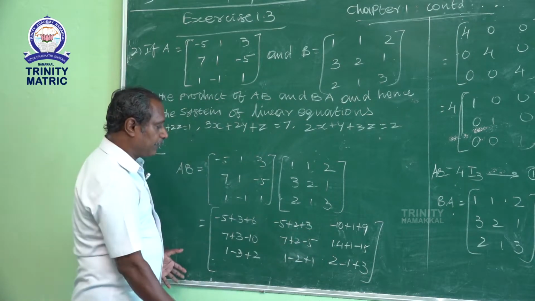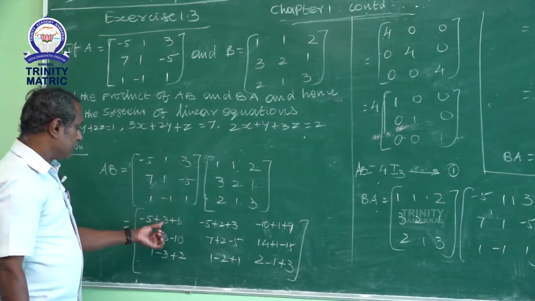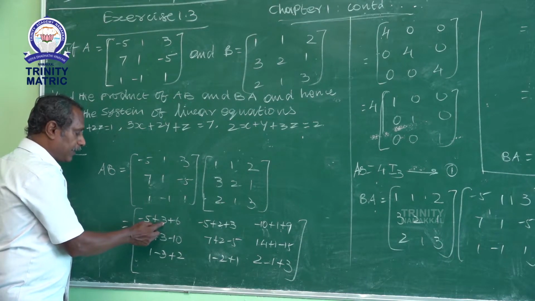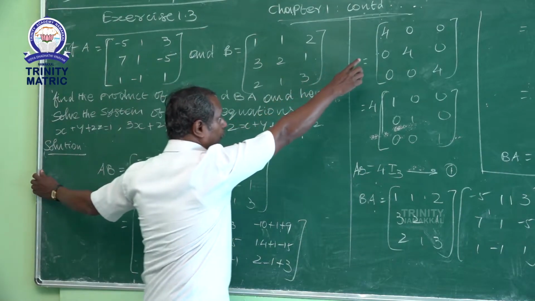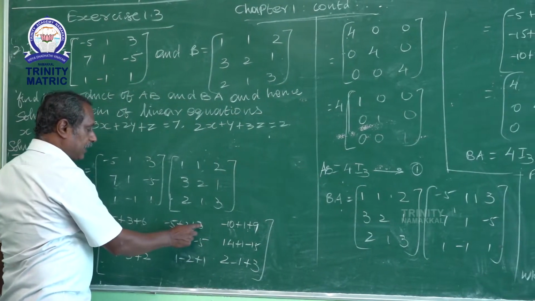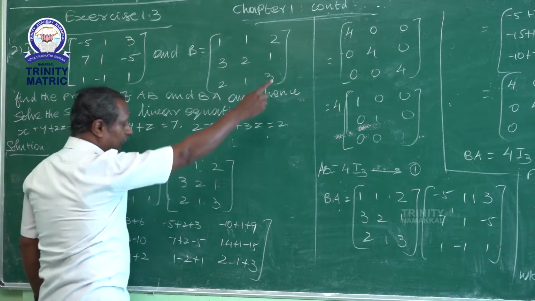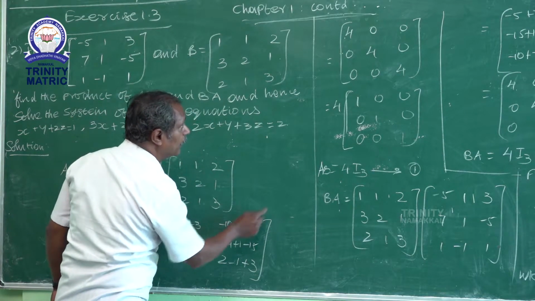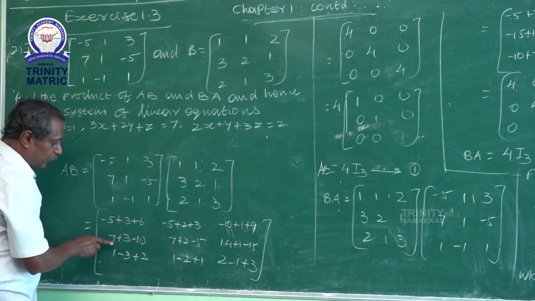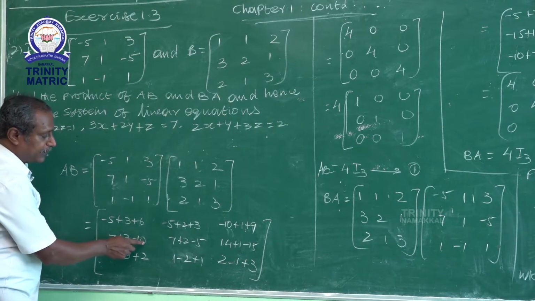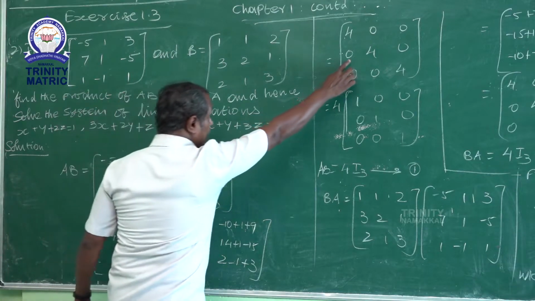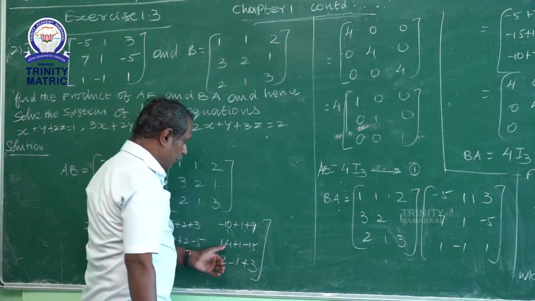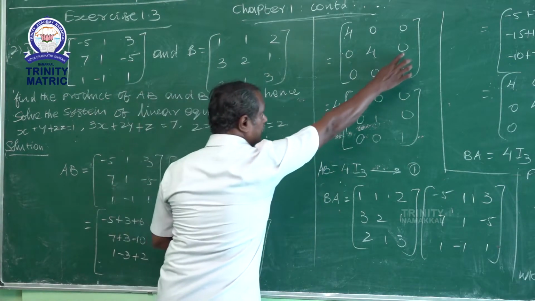After multiplying, we simplify this, grouping the plus and minus terms. 6 plus 3 is 9, 9 minus 5 is 4, we will get the value 4. In the same way, 2 plus 3 is 5, minus 5 plus 5 will get 0. 1 plus 9 is 10, already minus 10 is there, minus 10 plus 10 will get 0. Moving to the second row, 7 plus 3 is 10, 10 minus 10 is 0. Then 7 plus 2 is 9, 9 minus 5 is 4. So 14 plus 1 is 15, 15 minus 15 is 0.